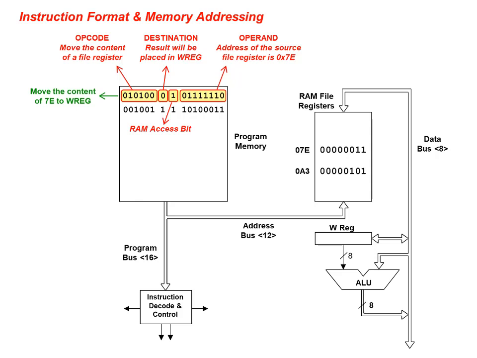We have not discussed the function of 1 bit so far. This remaining bit is called the RAM access bit. You are going to learn its function in a later section.